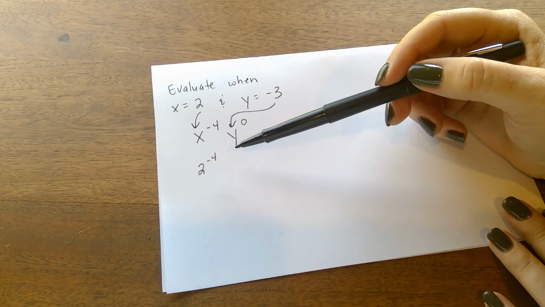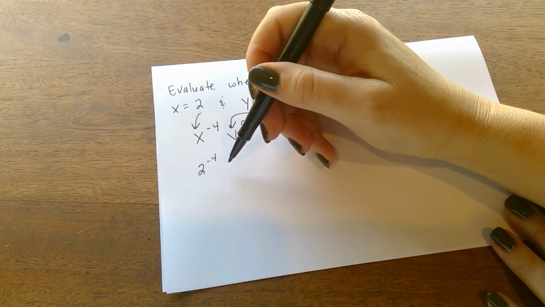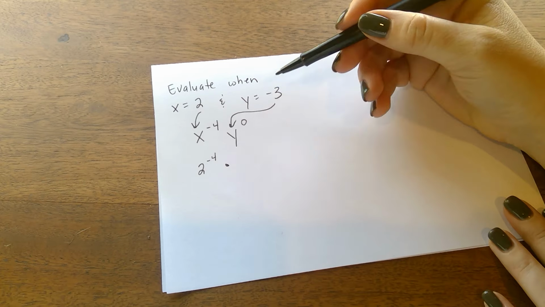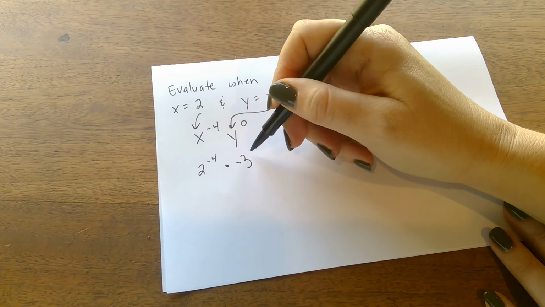Then I have to ask myself, okay, there's not a sign in the middle here. So what would that be? Anytime there's not a sign, I know it's going to be multiplication. And the y is -3. So I'm going to put -3 in here, and it is to the 0 power.